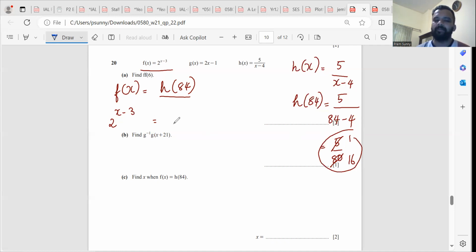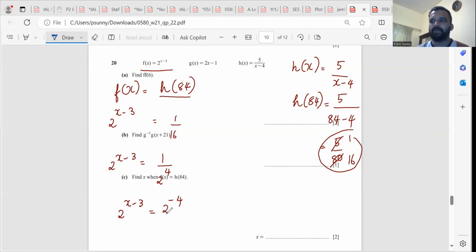2 to the power of x minus 3 is equal to 1 over 16. Now, if we have powers on the left hand side and right hand side, make sure that both of them are in the same base. So 1 by 16 is basically 1 by 2 to the power of 4. So 2 to the power of x minus 3 is equal to 1 by 2 to the power of 4. When we take 2 to the power of 4 from the denominator to the numerator, the sign of the power will change. Positive 4 will become negative 4.